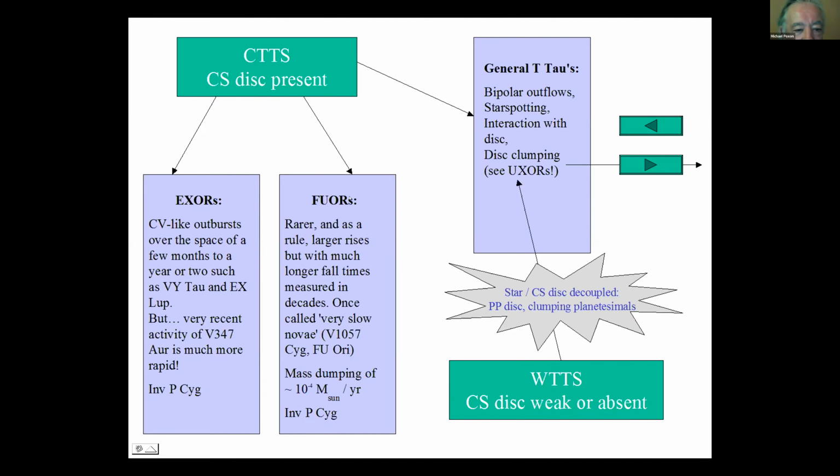However, if we come to another group, the EXors, which also show this inverse P Cygni profile, i.e., stuff is funneling down from the circumstellar disk onto the star, they're similar, but they happen on a rather quicker time scale. So rather than take years and years, decades to rise and then fall, these take months or just a few years.